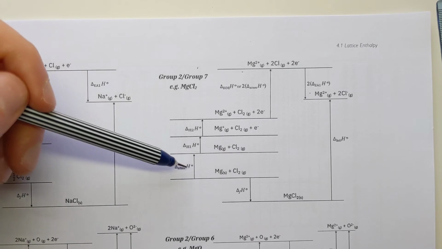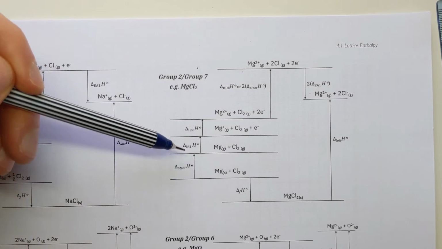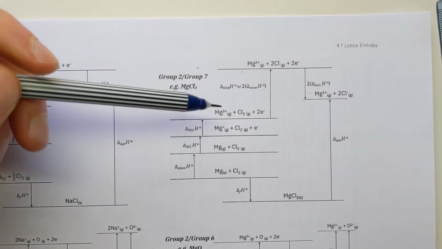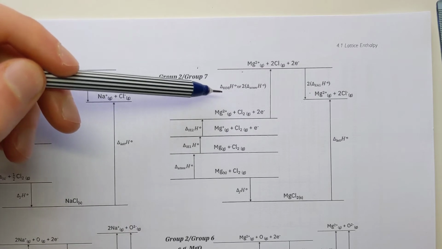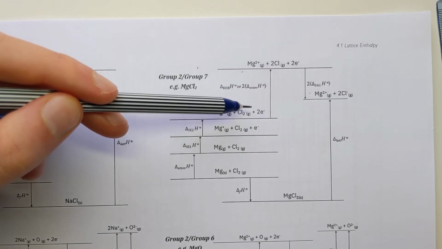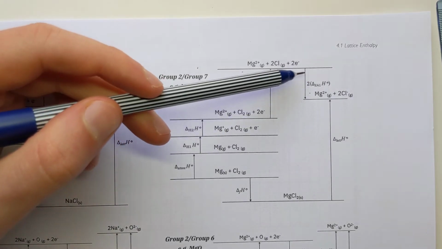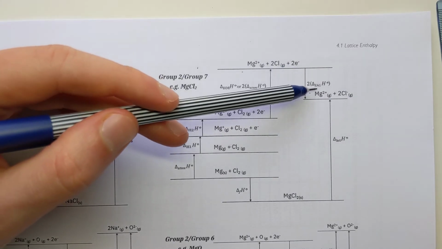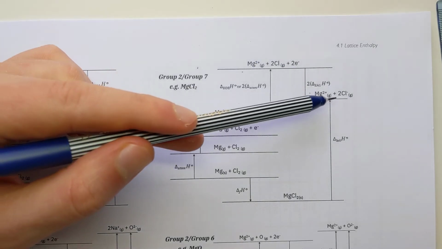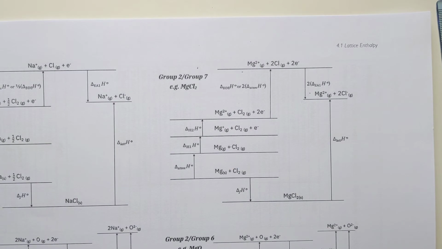So you see the atomization energy of magnesium, first and second ionization energy. You've got this variation where you might have the bond dissociation enthalpy or double the atomization energy for chlorine. And I have to use twice the electron affinity for chlorine because I've got 2 of them here and 2 of them here, and that's the cycle.